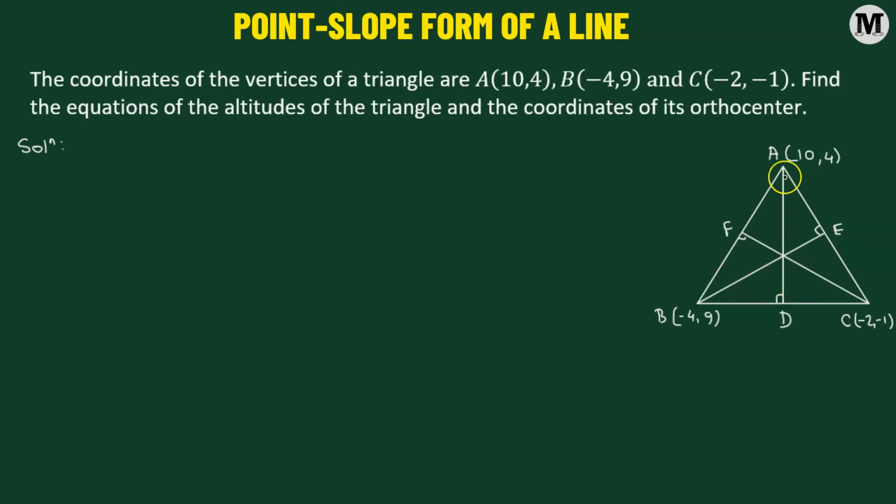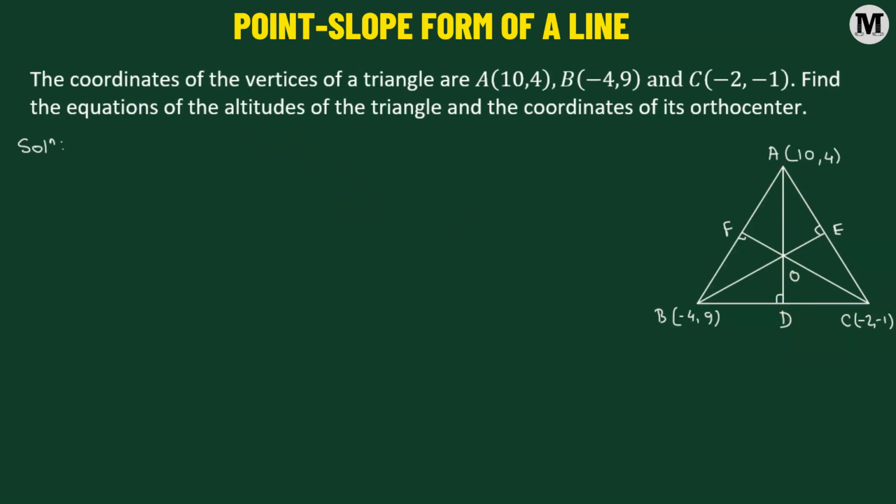Our goal will be to determine the equation of AD, BE and CF, and also we need to find out the coordinates of the orthocenter. That's the point which is the intersection of the three altitudes of the triangle. That is going to be the orthocenter of the triangle. So we'll need to find its coordinates. But first we will try to find out the equation of the altitudes.